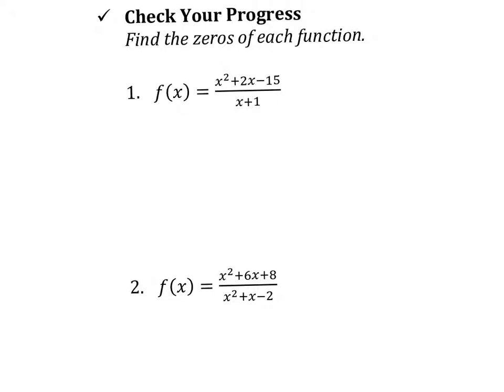Okay, so for your check your progress problems, you should get that for number 1, you have zeros at negative 5 and 3. For number 2, you have a 0 at negative 4.